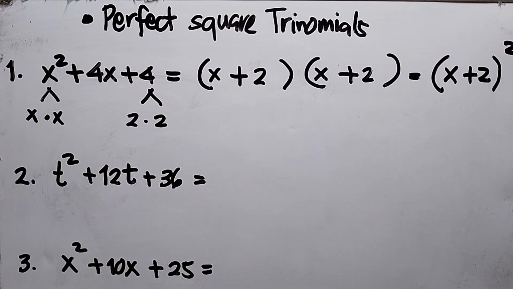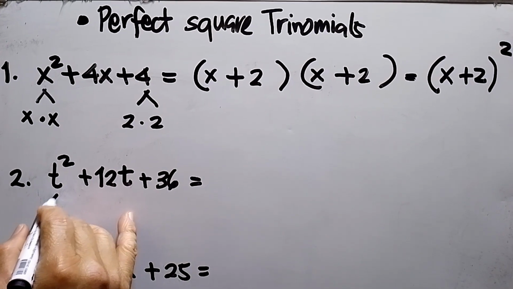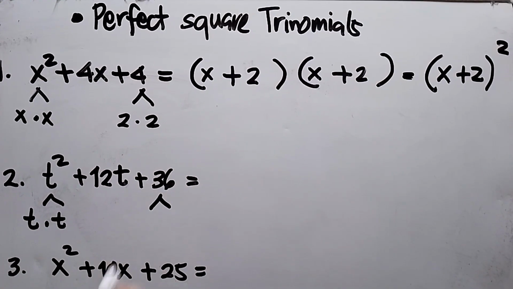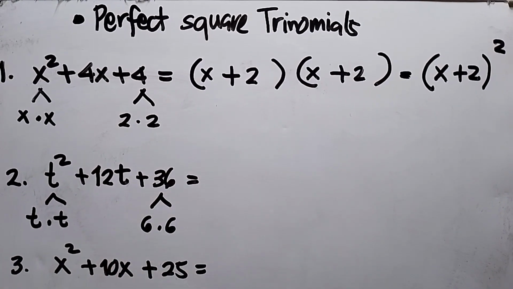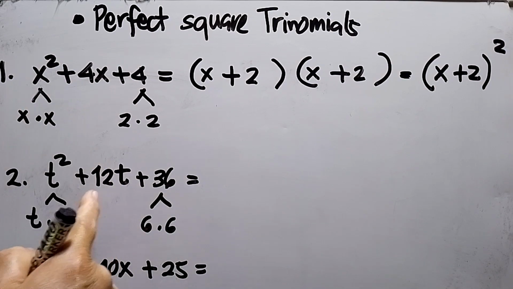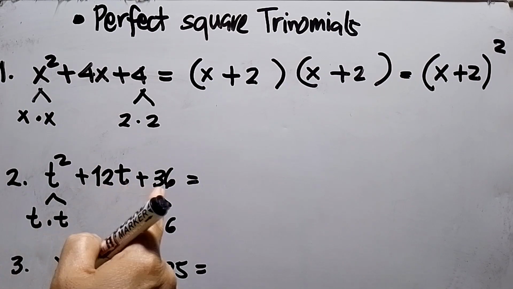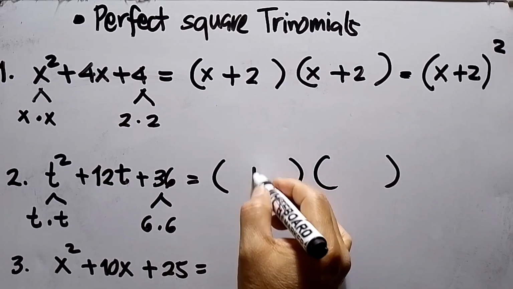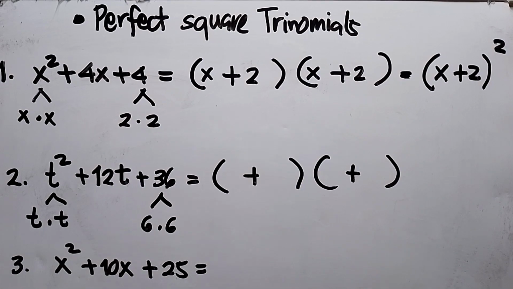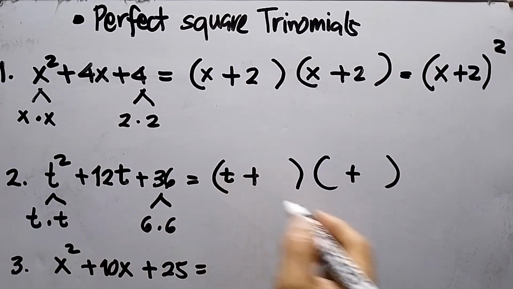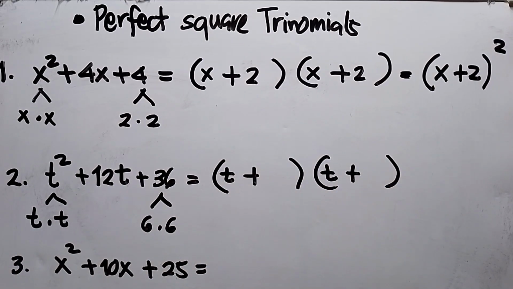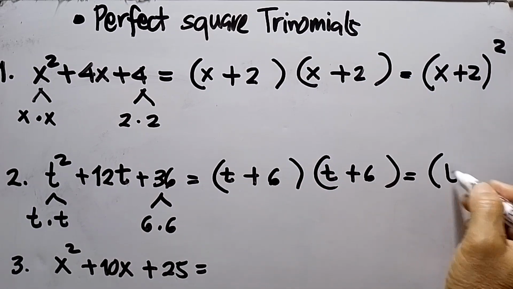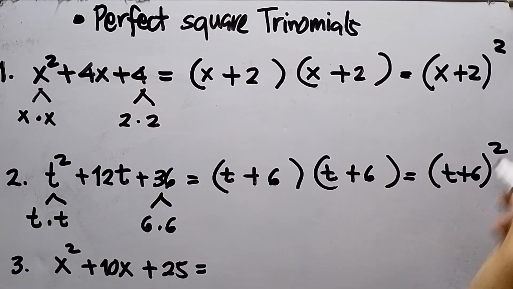So how about number 2? Factors of the first term should be t times t. And then how about 36? 6 times 6. Number 2 is the same with number 1 because the operation is addition. So I have here, this will be plus, and then this will be plus also. For the first term, this is t, then t also for the second factor. Then 6, then 6. So this will be t plus 6 squared.